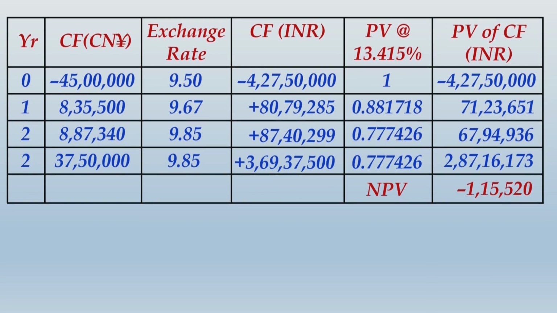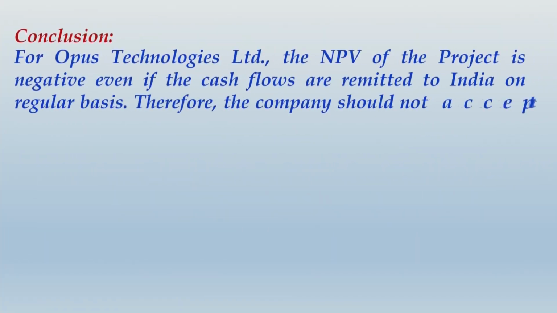Alright friends, let us move ahead and write up the conclusion. So we would simply write the conclusion as, for Opus Technologies Limited, the NPV of the project is negative even if the cash flows are remitted to India on a regular basis. Therefore, the company should not accept this project.